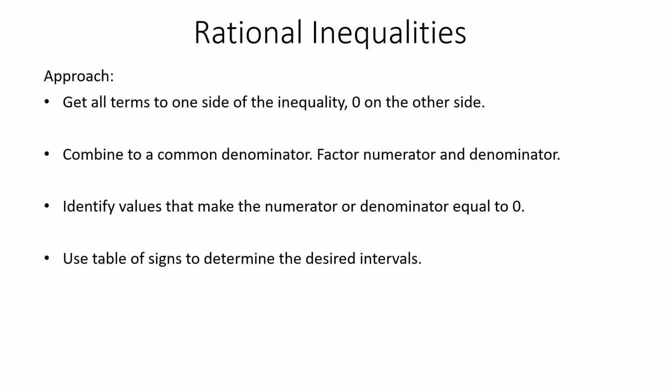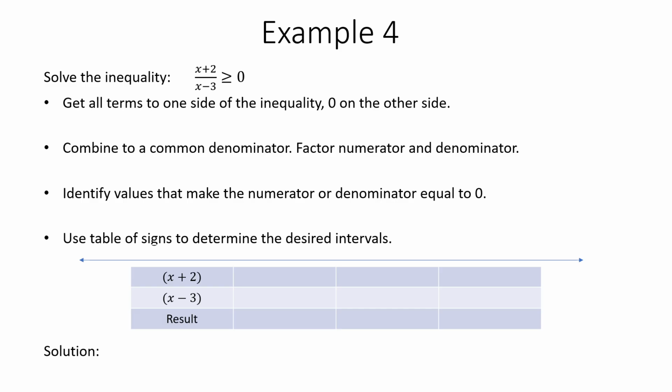Now, what happens if we have this same setup, but it's with a rational inequality? Well, we would need to get all terms on one side of the inequality and a 0 on the other. We would need to combine everything to a common denominator and then factor both the numerator and the denominator. And we would need to identify values that make the numerator or denominator equal to 0. And then we could, once again, use a table of signs to determine the desired intervals. Okay, let's give it a shot.